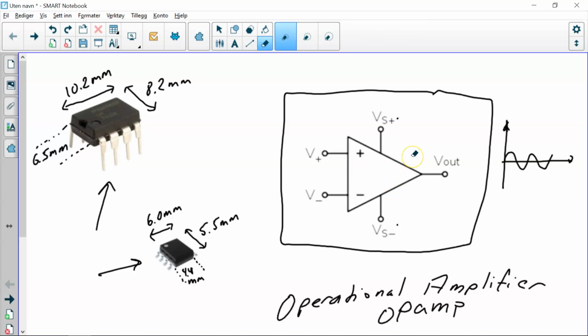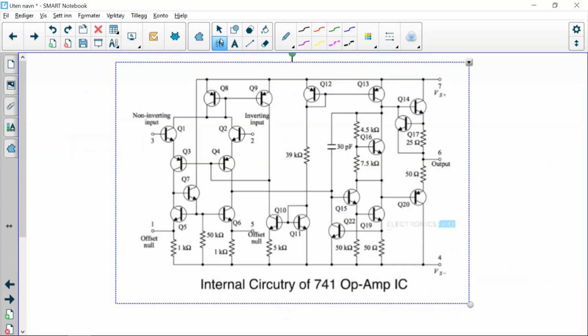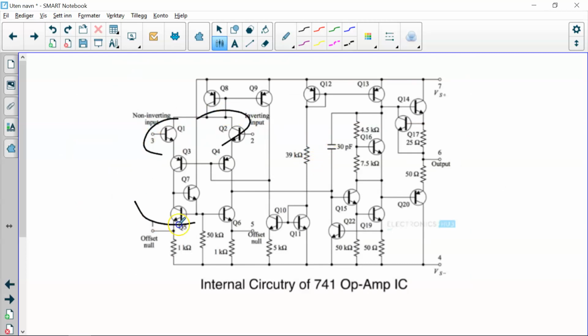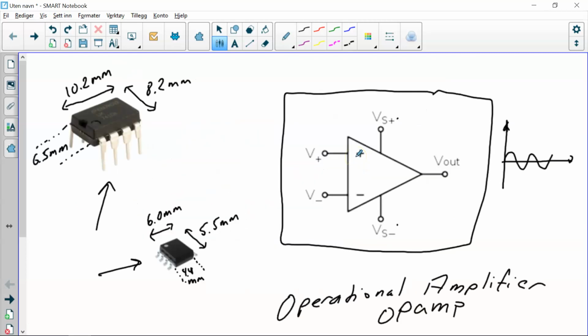Also, these amplifiers are made in such a way, because of these transistors and how they are set up, that the current that goes into here and the current that goes into there is basically zero. What that means is that we can amplify without disturbing the circuit that we are measuring from.